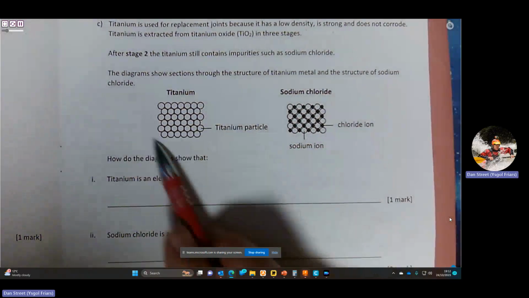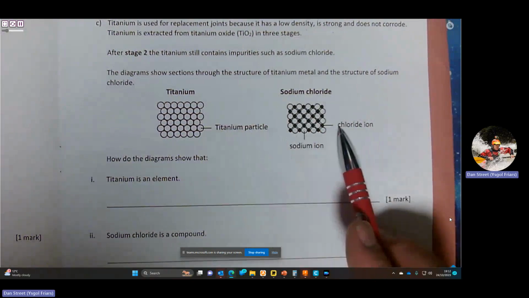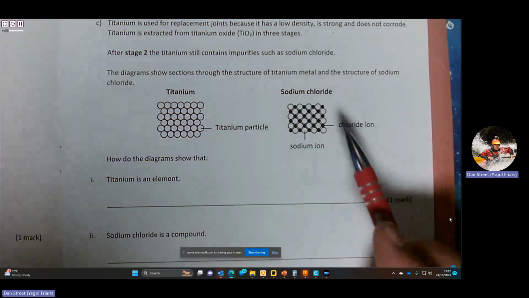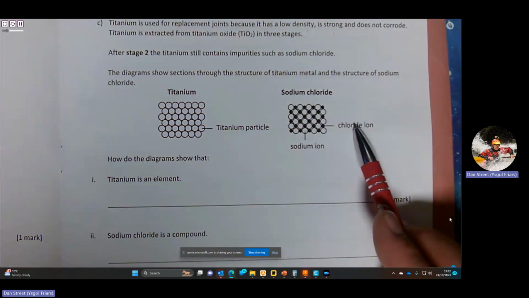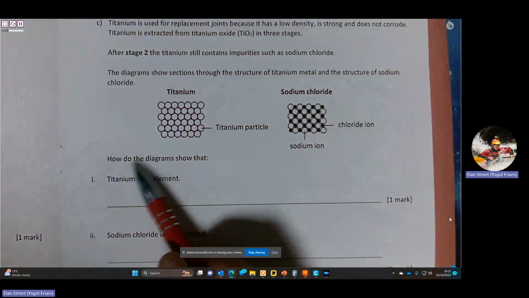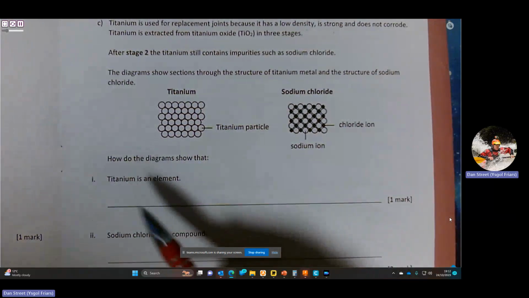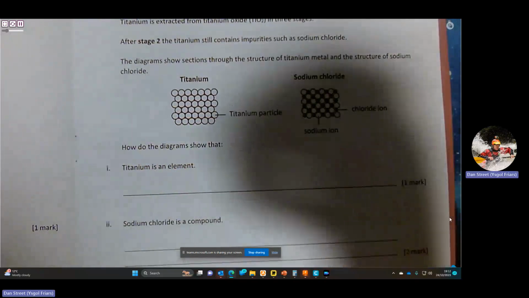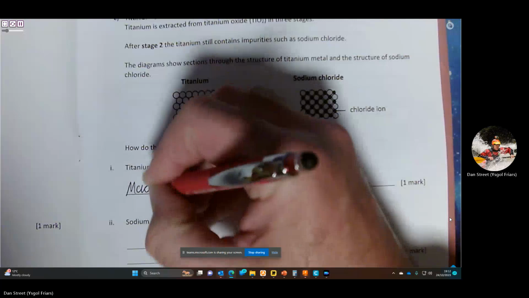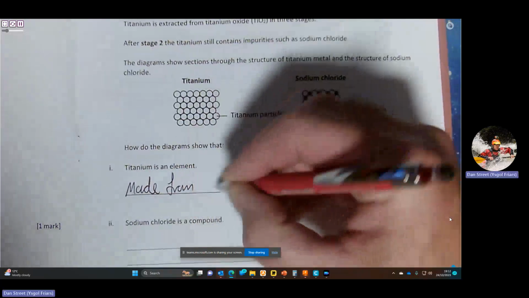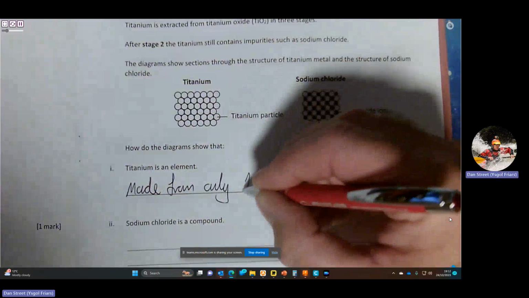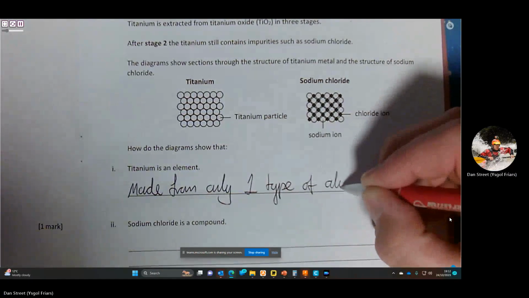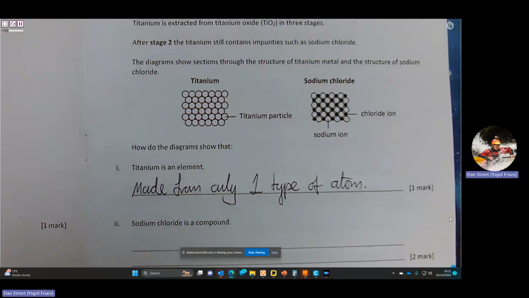Okay, so here we've got titanium and here we've got sodium chloride. So here we've got an arrangement of all titanium particles, and here we've got some sodium ions and some chloride ions. Okay, right, how do the diagrams show that titanium is an element? Okay, so the fact that it's made of only one type of atom tells us it's an element. So it's made from only one type of atom. Okay, so that's why it's an element.